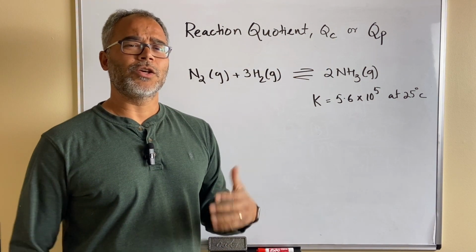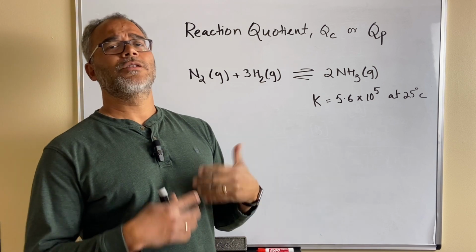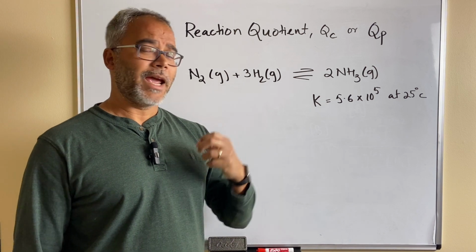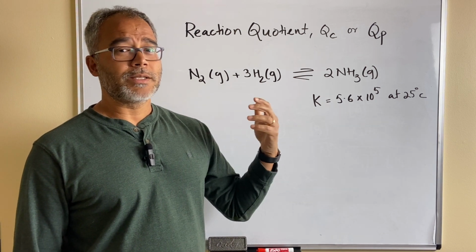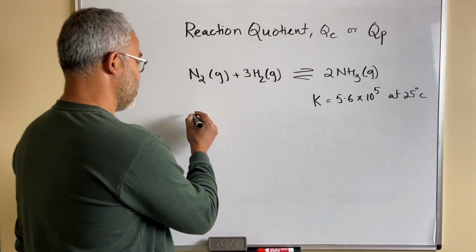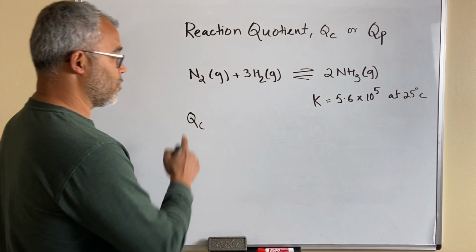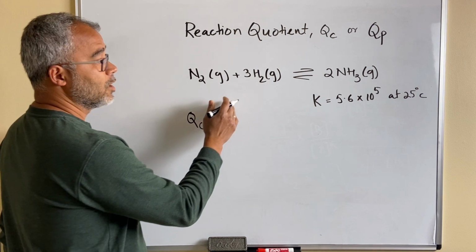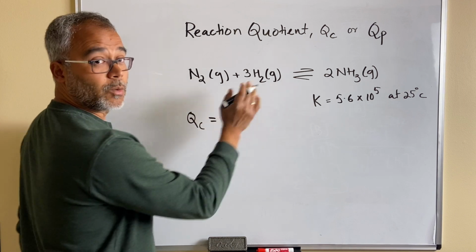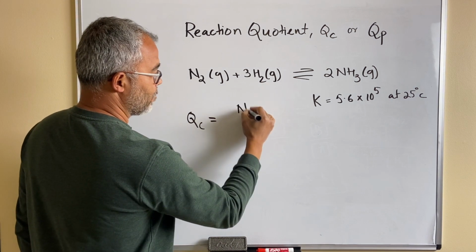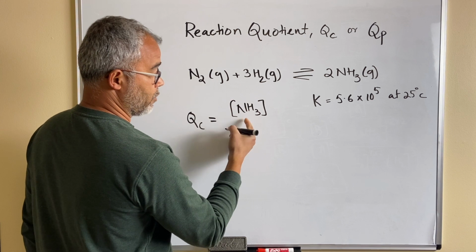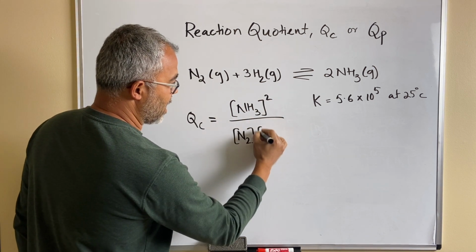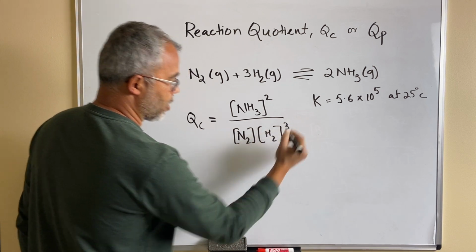Q is basically telling you where the reaction is with respect to equilibrium at any point in time. We can use the same expression. So if I take QC out here and assume that's K, we can use the same expression to determine the reaction quotient as we do for reaction equilibrium. Okay, so QC would be the concentration of NH3 raised to the power of 2 over the concentration of N2 times the concentration of H2 raised to the power of 3.